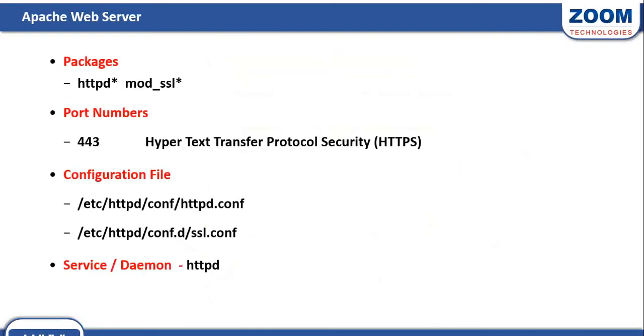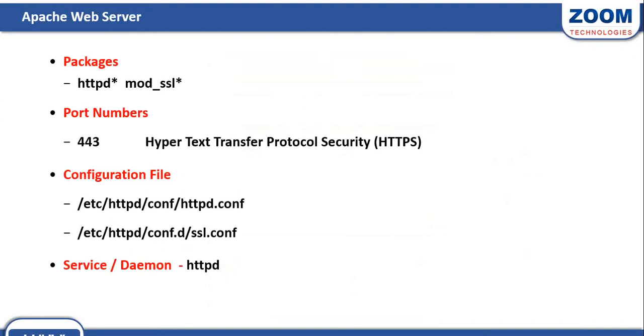To configure this in Linux, the application requirements are these packages: httpd, and one more is mod underscore ssl. Then the port number is 443. There are two configuration files. One is etc httpd conf httpd.conf. The other is httpd conf.d/ssl.conf. And to update this configuration, the service httpd needs to be updated, and the background process of httpd itself is httpd.